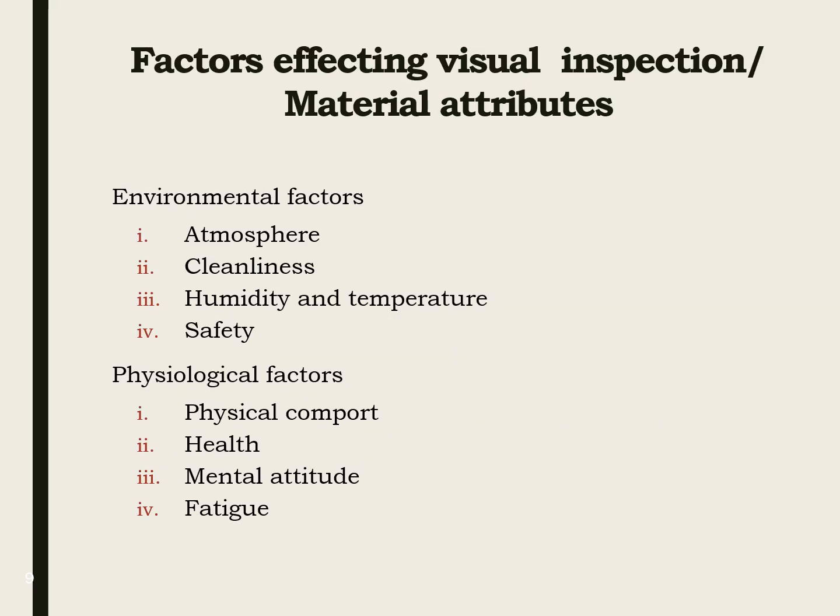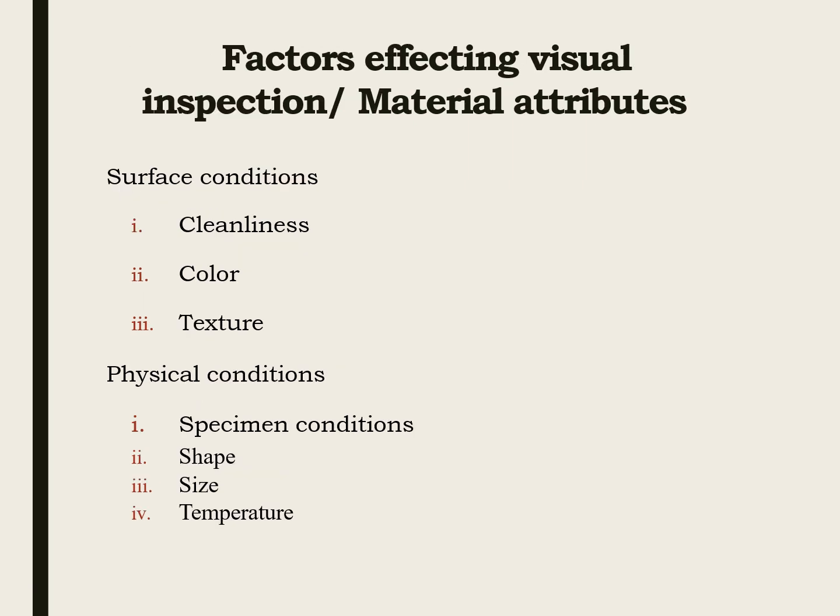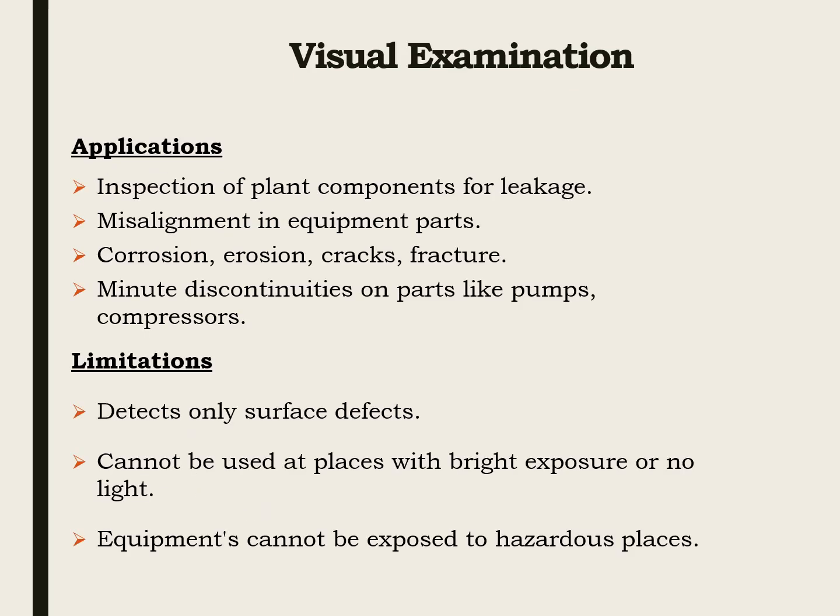Now, we also discussed the various factors that can affect visual inspection. There are various environmental factors such as atmosphere, cleanliness, humidity and temperature, safety; psychological factors of the engineers involved in visual inspection, like their physical comfort, health, mental attitude, fatigue; surface conditions of the material being tested, cleanliness, color, texture; and the physical conditions of the specimen, that is specimen condition, size, shape, temperature, etc. Now we also discussed various applications as well as limitations.